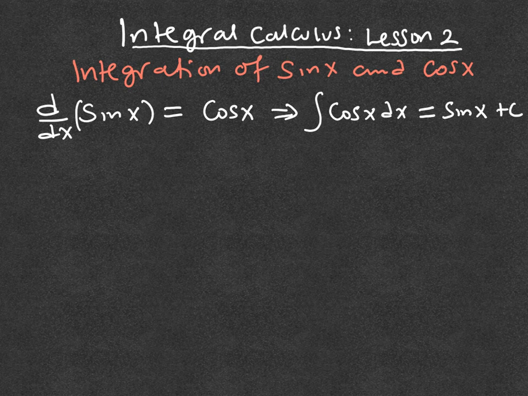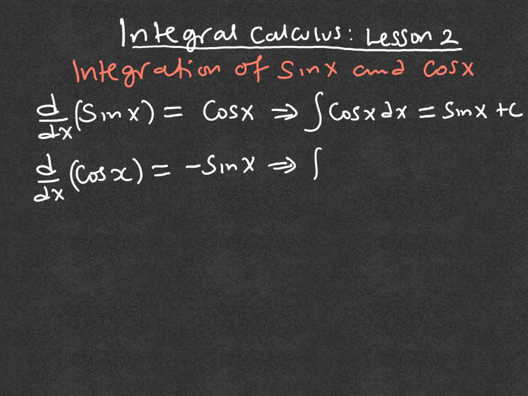So let's look at this. If you differentiate cosine x, the derivative of a cosine is negative sine x. So what does it mean? If we are to integrate a negative sine of x with respect to x, then it takes us back to what we differentiated, which is the cosine of x. But they may not give you a negative.